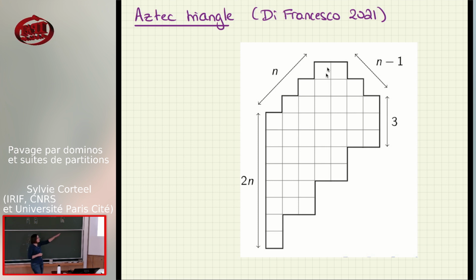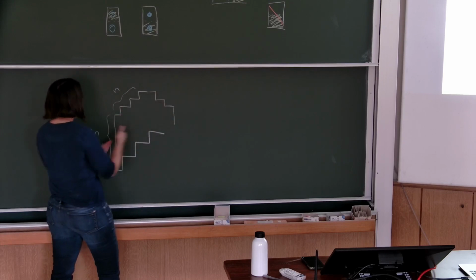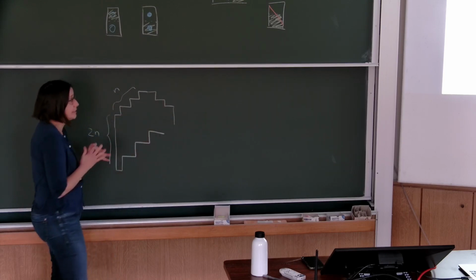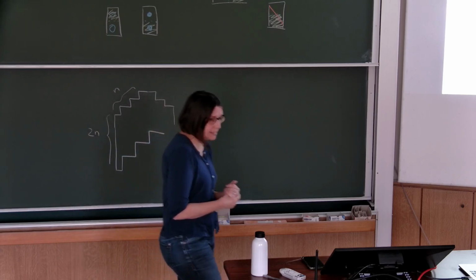And then what I have on the southeast is a double staircase. Yeah, I know why I didn't do a blackboard talk today. So, okay, small staircase here, straight line, and double staircase. Okay? So that's what Philippe Di Francesco called the Aztec triangle.